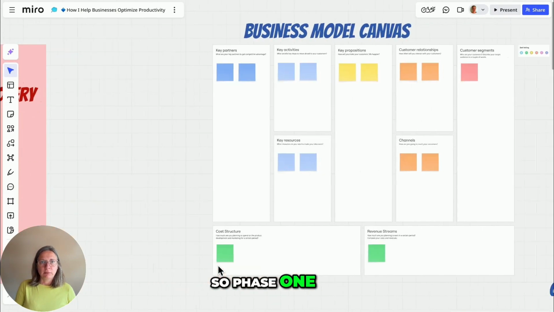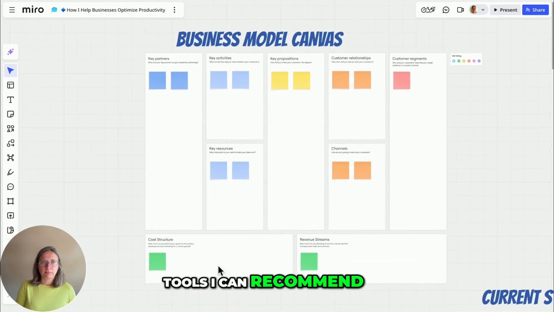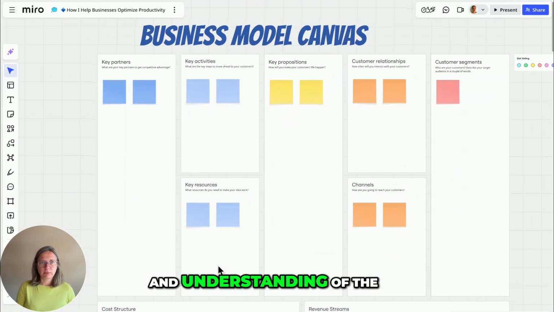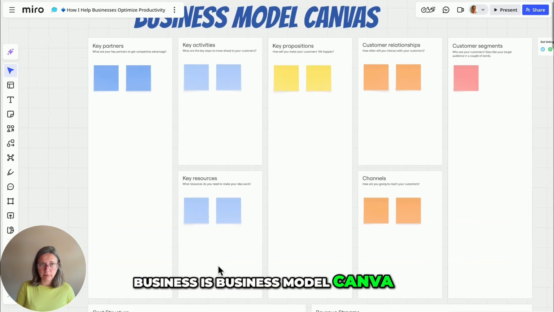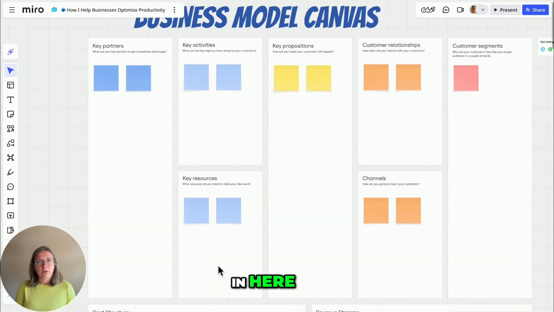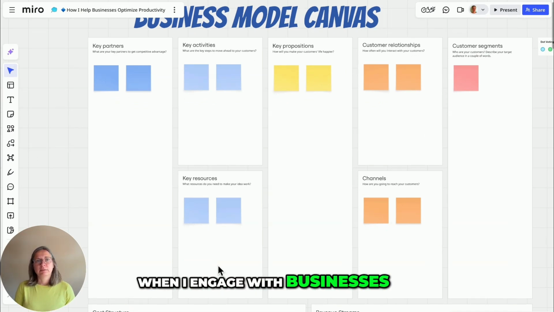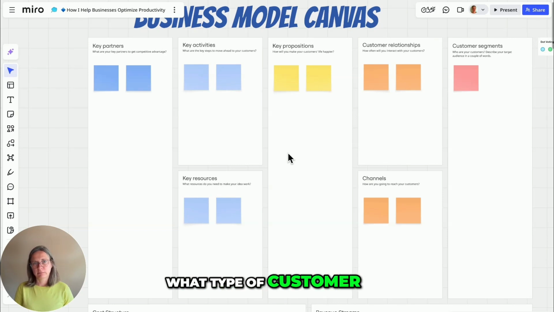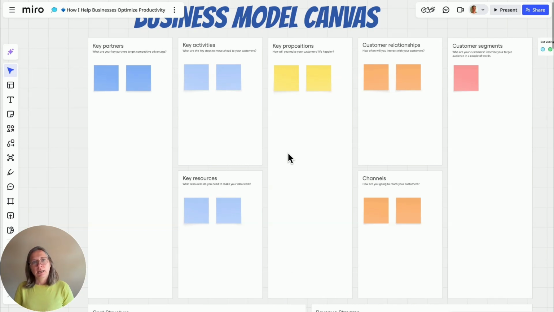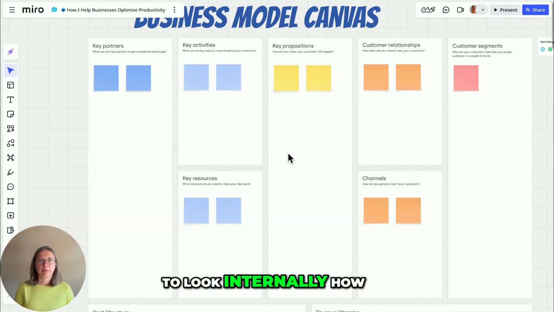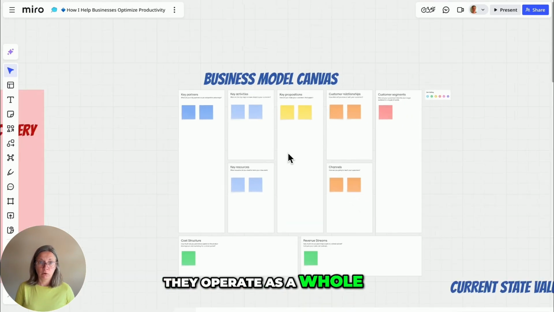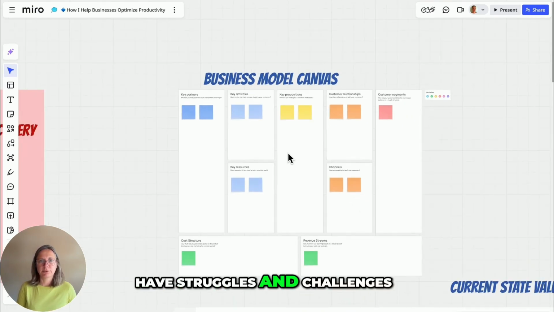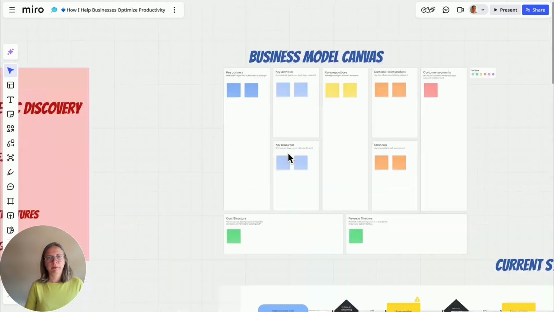So in phase 1, one of the best tools I can recommend to build that context and understanding of the business is the Business Model Canvas. So in here, when I engage with businesses, I would help to put a name onto the partners, activities, what their value proposition is, what type of customer relationships they have, and also try to look internally at how they operate as a whole. Or maybe they do have struggles and challenges operating as a whole.